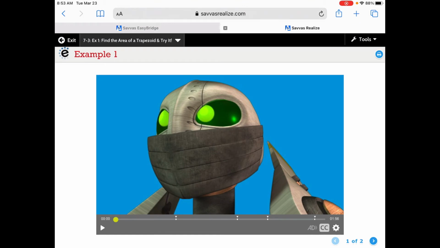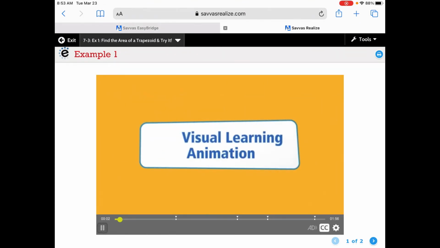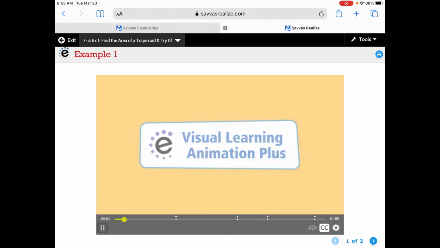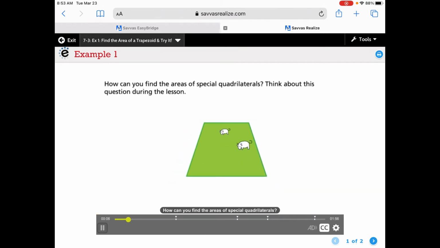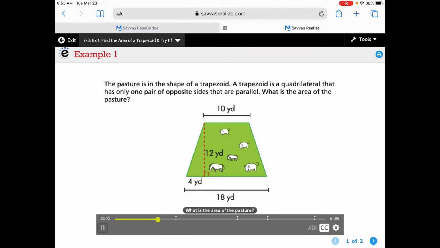All right, please turn over to page 414 for our example 1. How can you find the areas of special quadrilaterals? Think about this question during the lesson. The pasture is in the shape of a trapezoid. A trapezoid is a quadrilateral that has only one pair of opposite sides that are parallel. What is the area of the pasture? Let's find out.